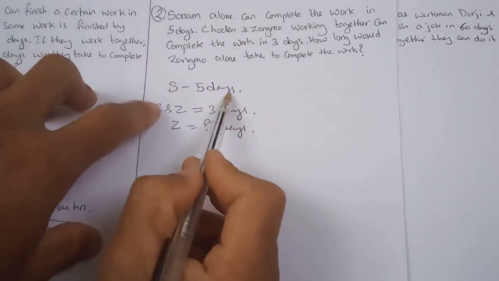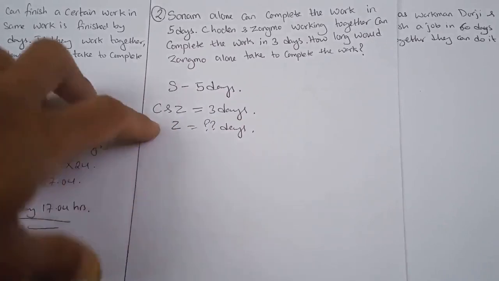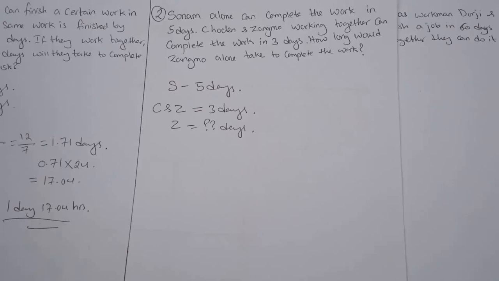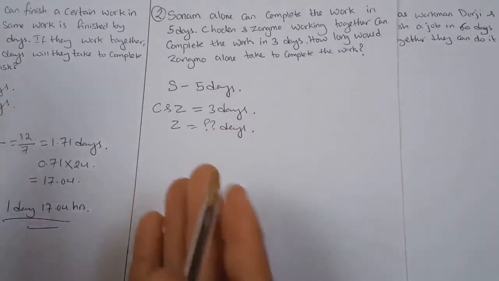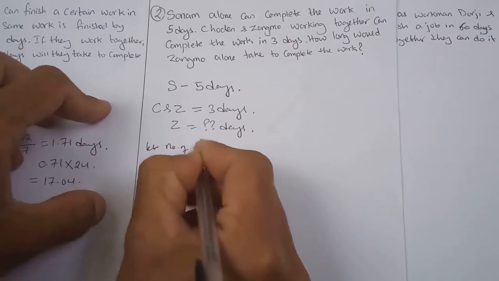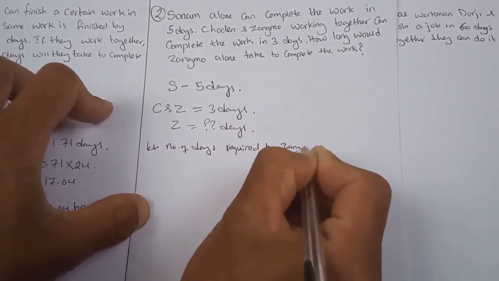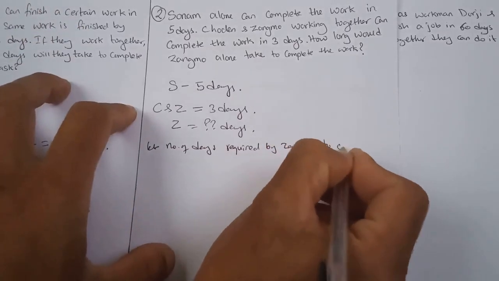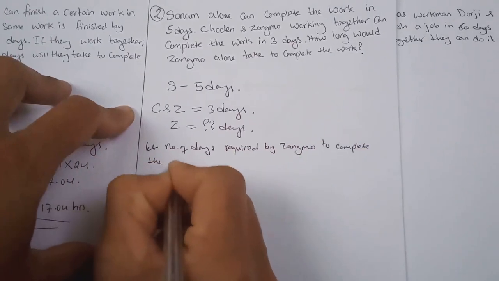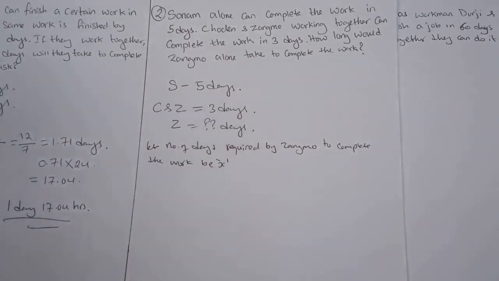Sonam alone takes 5 days to complete the work, whereas Choden and Zangmo combined take 3 days. So how many days will Zangmo alone take? We will assume it as x. Let the number of days required by Zangmo to complete the work be x.